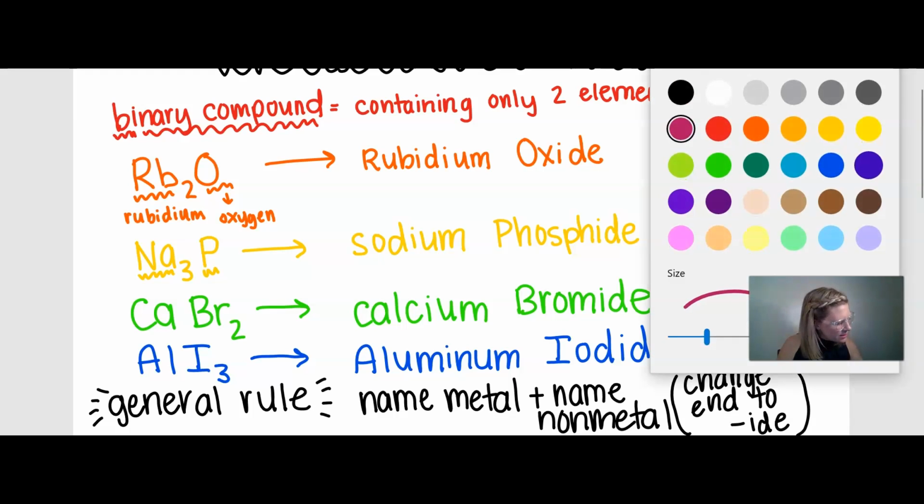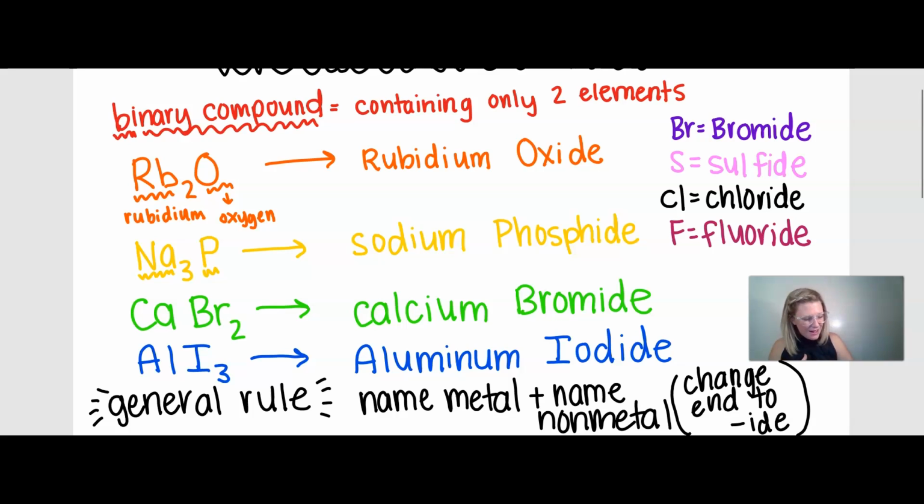And lastly, let's bounce around to this color. Oh, N for nitride. Okay, so those are really the only binary endings that you're going to have: oxide, phosphide, bromide, iodide, sulfide, chloride, fluoride, and nitride. So really only 8 of them.